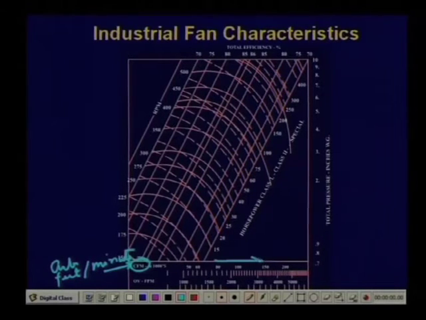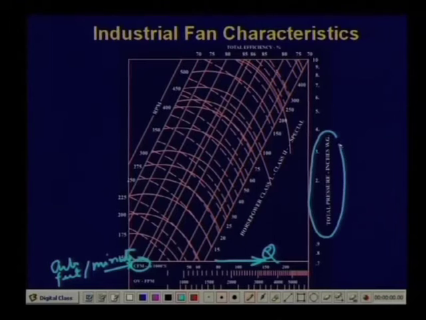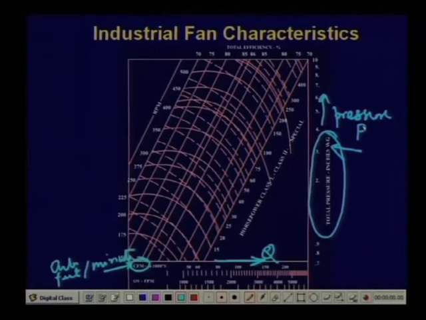So this axis is Q, and this is total pressure in inches of water column, or P. Now you see part of the fan characteristic is shown, and you can see that a family of curves are shown.